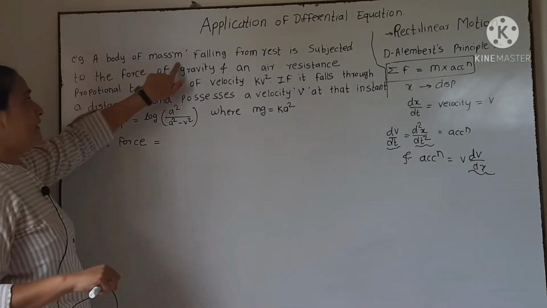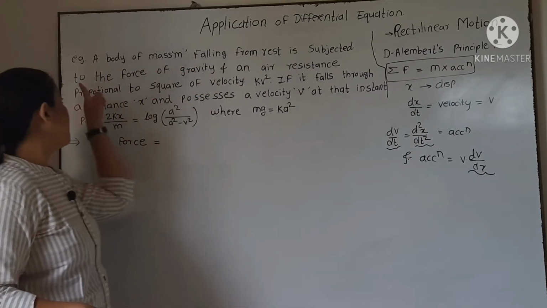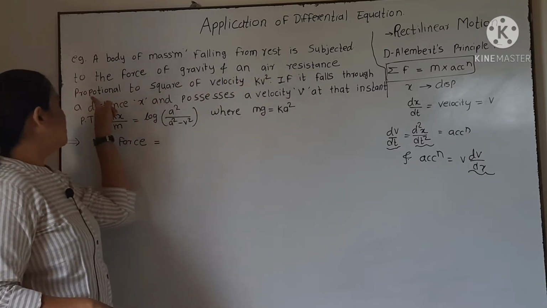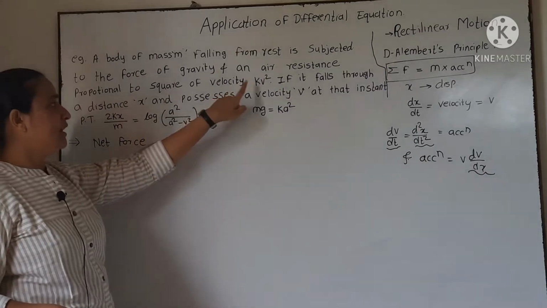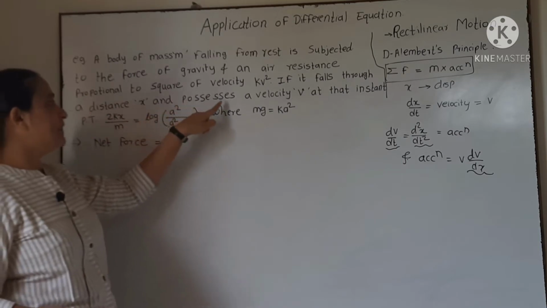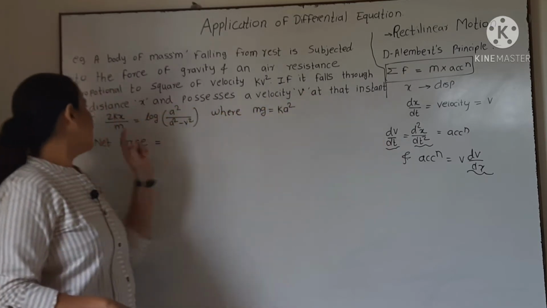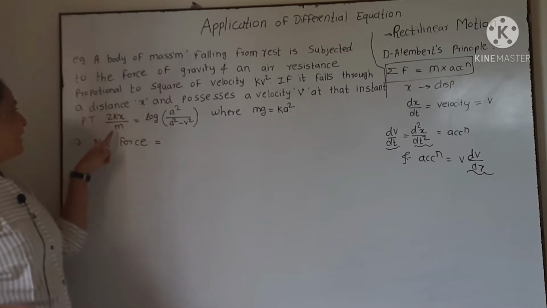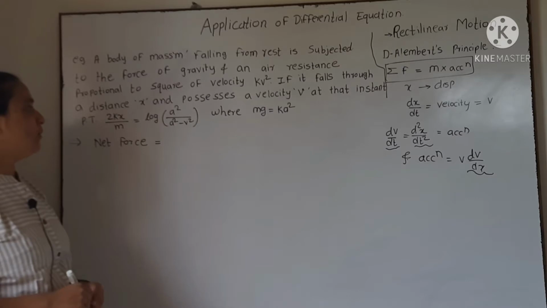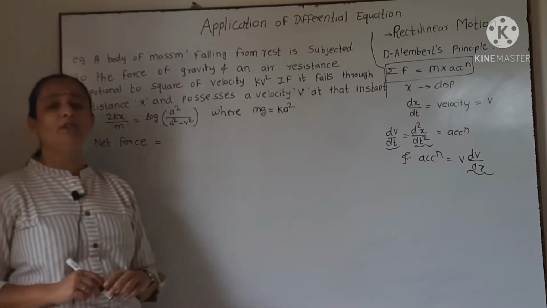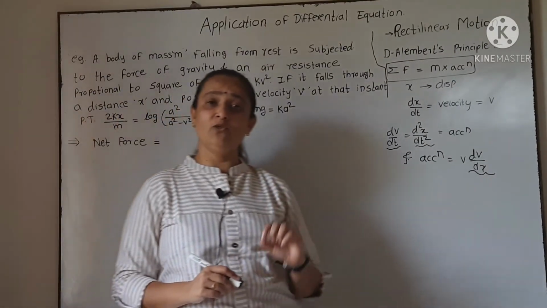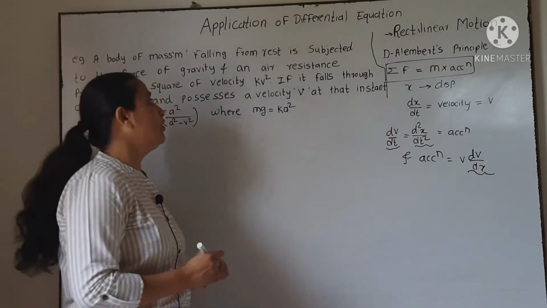A body of mass m falling from rest is subjected to force of gravity and an air resistance proportional to the square of the velocity, kv square. If it falls through a distance x and possesses a velocity v at that instant, we want to prove that twice kx upon m equals log of a square upon a square minus v square, where they have given that mg is equal to k square. This is given. Now first, solving the example, we'll check the number of forces acting on a particle.